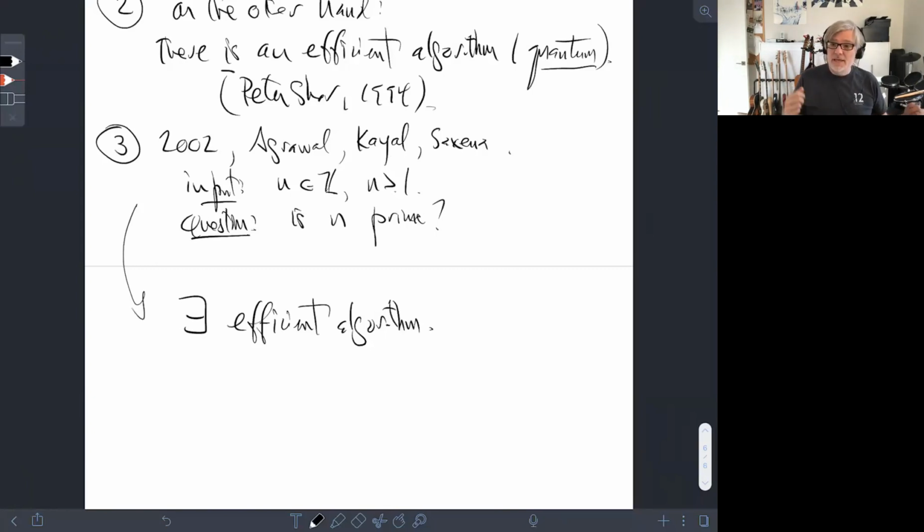So there is a polytime algorithm in log n to determine if a number is prime. If you're thinking, wait, can't we use that to solve problem 1? No, not in any obvious way. So these are higher level things that are of interest.